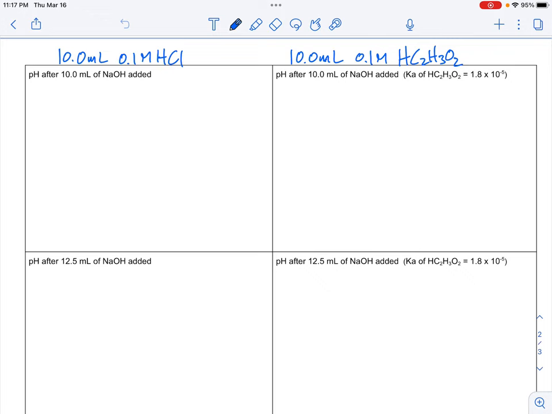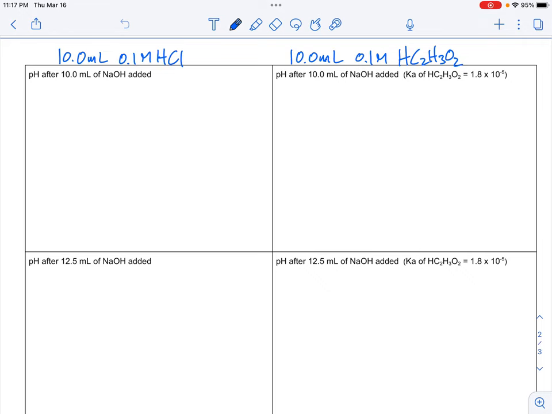Right now, we're going to pick up where we left off. As a reminder, on the left-hand side of the screen, we are looking at titrating the base with a strong acid. On the right-hand side of the screen, we are titrating a weak acid with our strong base.